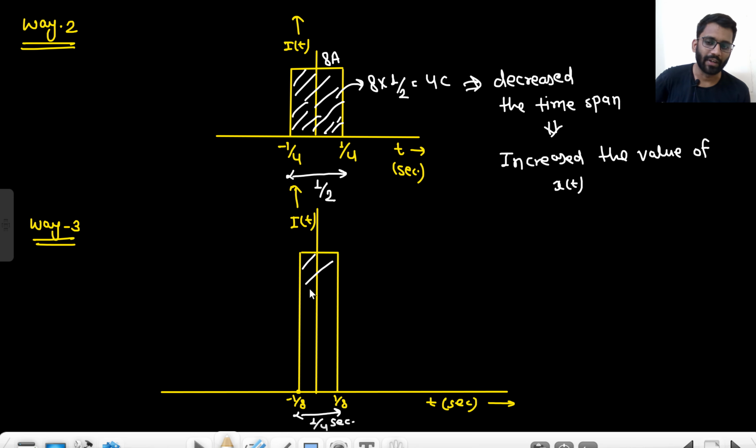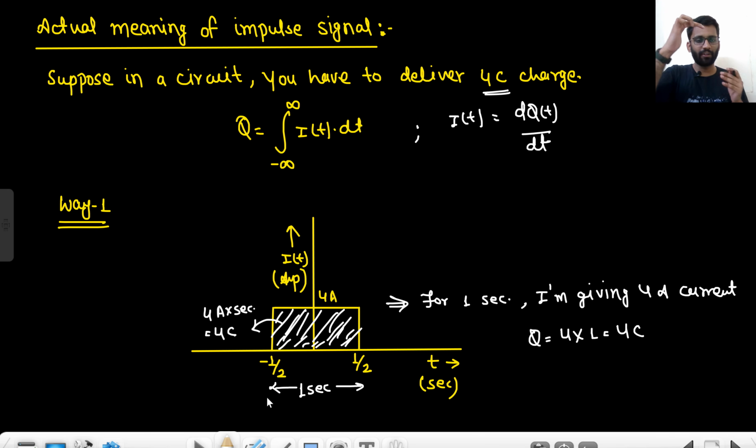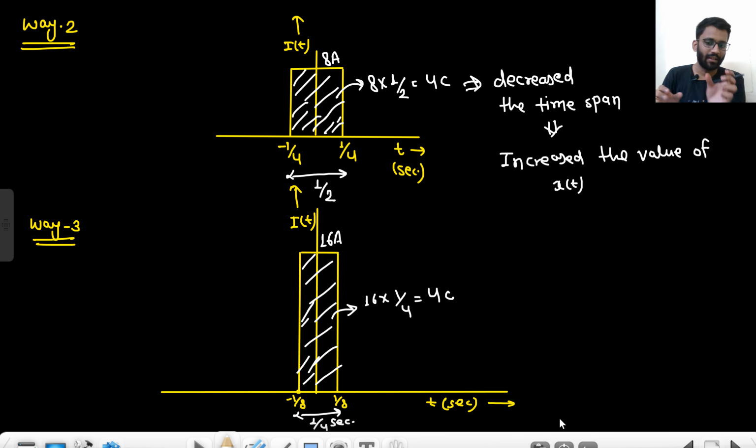So how much magnitude do you require now? What should be the magnitude to give the same 4 coulomb charge? 16, right? 16 ampere should be there, because 16 into 1 by 4 is 4 coulomb. So as I am decreasing the time span, I have to increase the magnitude. First my time span was 1 second, my magnitude was 4 ampere. To give the same amount of charge, in 1 second I am giving 4 ampere. In half second I am giving 8 ampere. In 1 by 4 second I am giving 16 ampere.